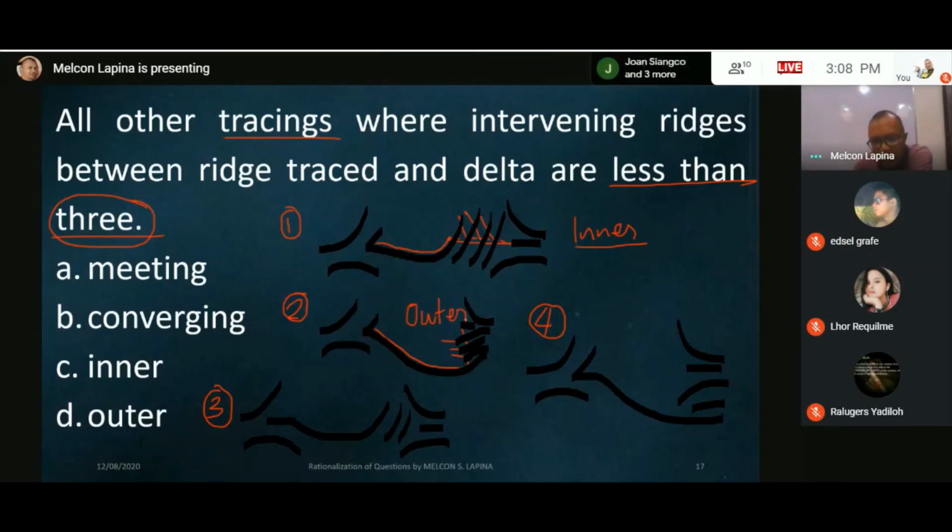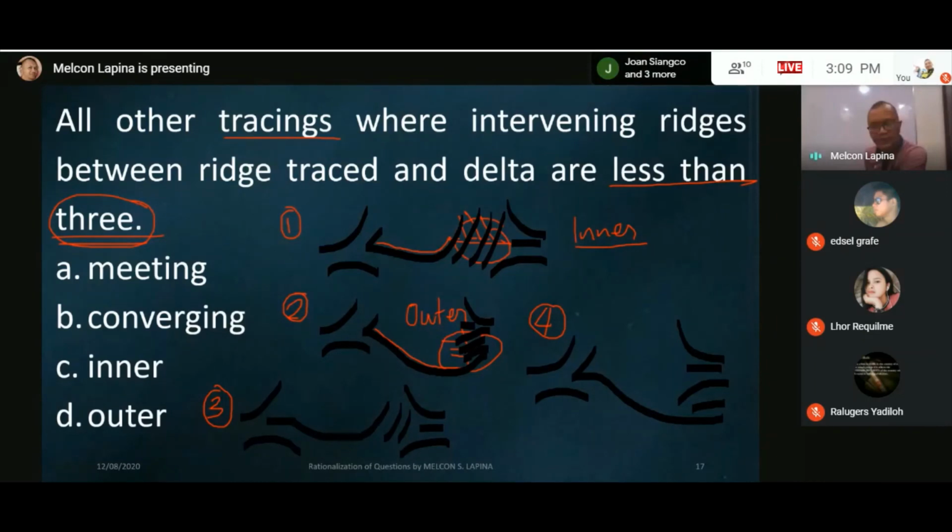If you have observed, we have a minimum number dito na 3. It could be 3 or more. Basta tingnan natin kung ano ang formation ng ridge tracing. Is it inside the right delta or outside the right delta? So, kung meron tayong 3 or more than 3, then it could be inner or outer. Inner in the sense na inside ang right delta, so inside the right delta ang ridge trace. Outer in the sense na outside the right delta ang ridge trace.